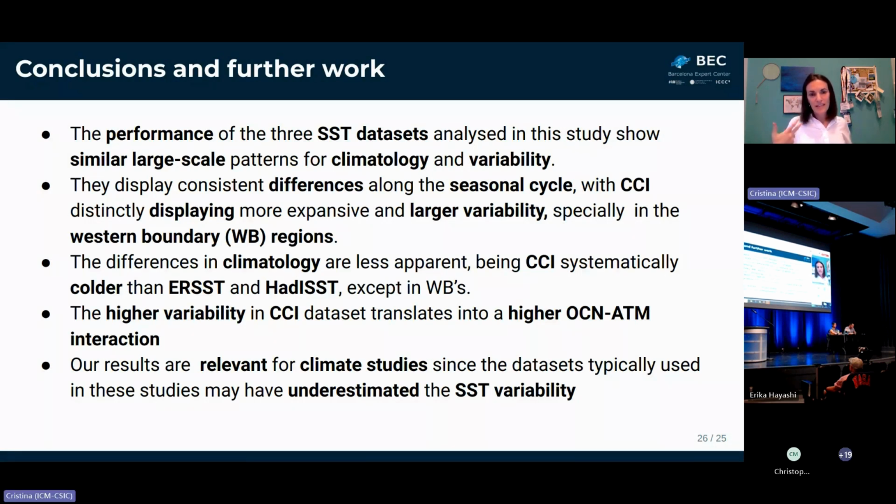So we have seen that this higher variability in the CCI dataset translates into higher ocean-atmosphere interactions. And our results are relevant for climate studies, since the datasets typically used in these studies may have been underestimating SST variability. And this is all from my side.